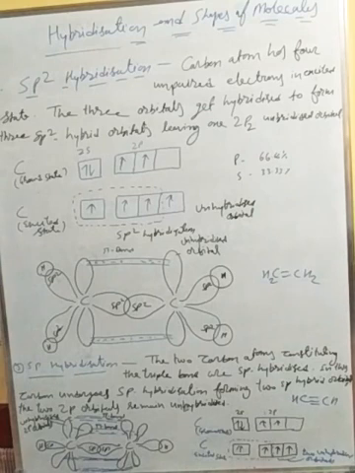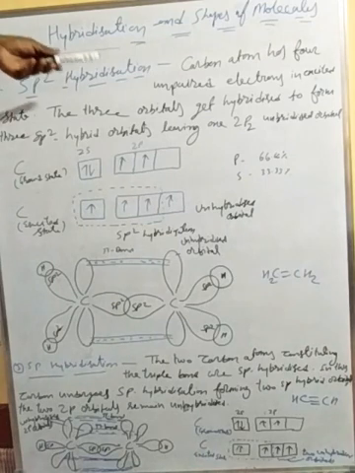sp2 hybridization means the intermixing of the s and p orbitals. sp2 means the hybridization of one electron of the s and two electrons of the p. Then that will form the sp2 hybridization. Always sp2 hybridization forms in carbon compounds where there is a double bond.